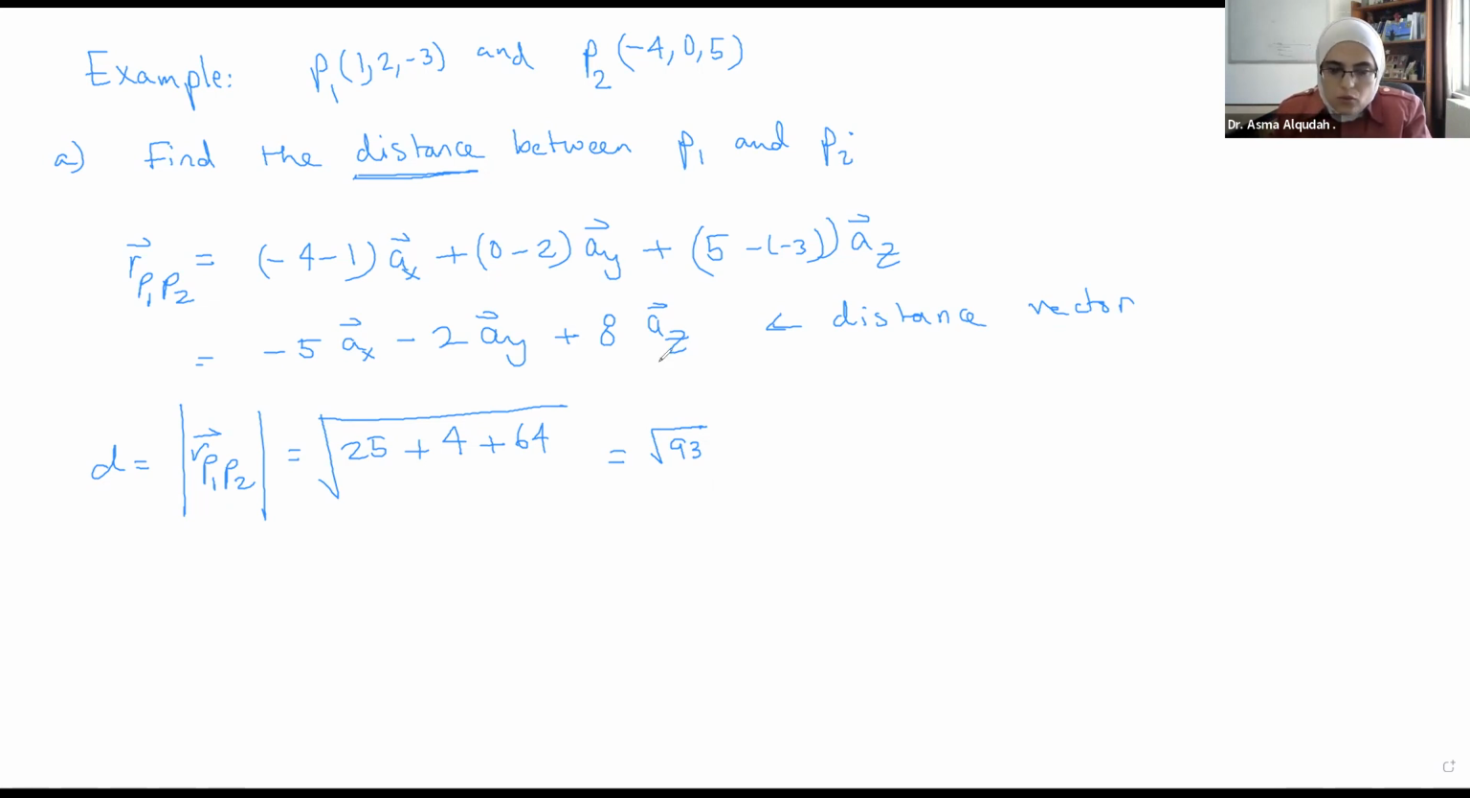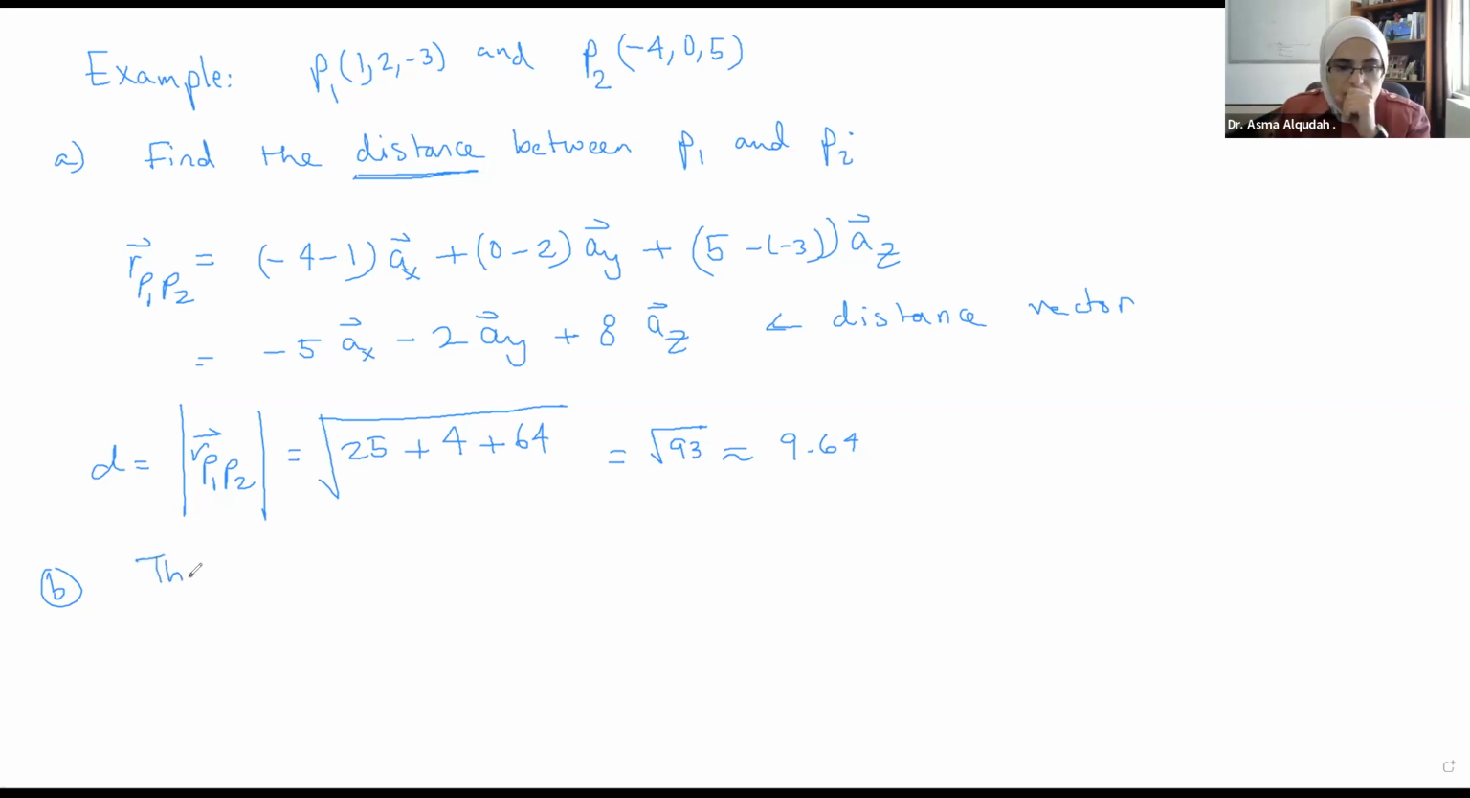Which is equal to around 9.64. Okay. Now for part B, we need to find what? We need to find the vector equation of the line P1, P2.